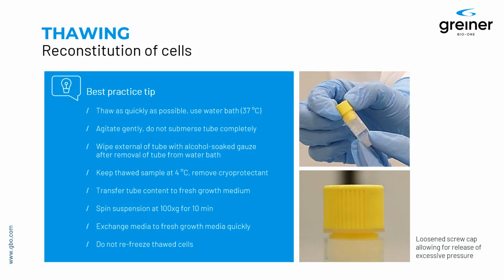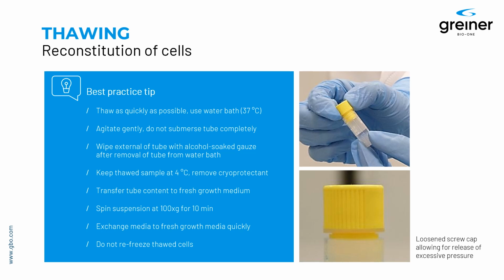So in this slide, there are more best practice tips, this time about thawing and reconstitution of cells. First of all, you should thaw your samples as quickly as possible. You should do this in a water bath at 37 degrees Celsius. You should agitate your samples during this step, but not submerge them completely into the water. Afterwards, you wipe the exterior with ethanol, and then you keep your samples at 4 degrees in an ice bath. And afterwards, you have to remove your cryoprotectant. For this purpose, you should transfer the tube's content to fresh growth media.